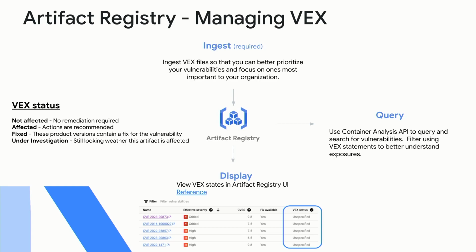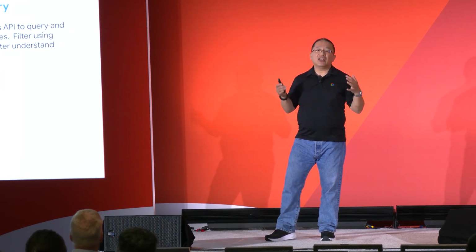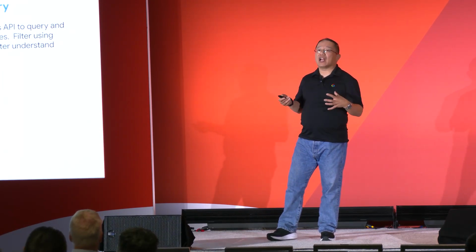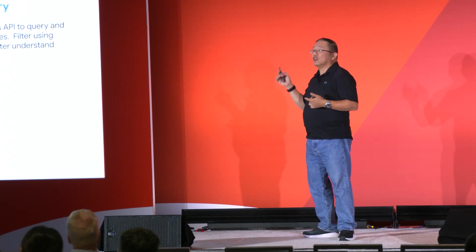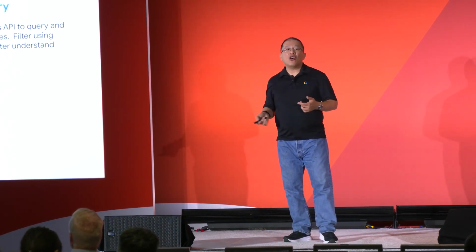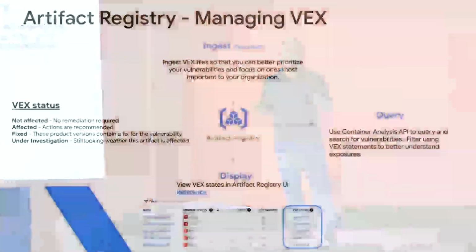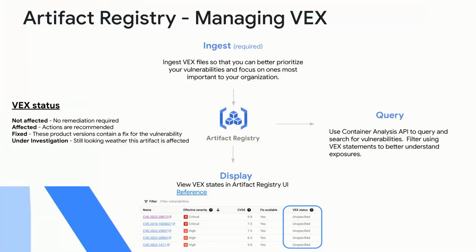It's part of the responsibility ultimately for you to understand and manage your software estate, to understand and communicate if your software is affected by that vulnerability, if you understand how to fix it, or if it's still under investigation. So similarly, Artifact Registry today allows you to manage VEX statements and VEX files within AR. You can ingest them, and then you can either query them through APIs, or in the Google Cloud UI, you can view them, display them, and overall understand them better.